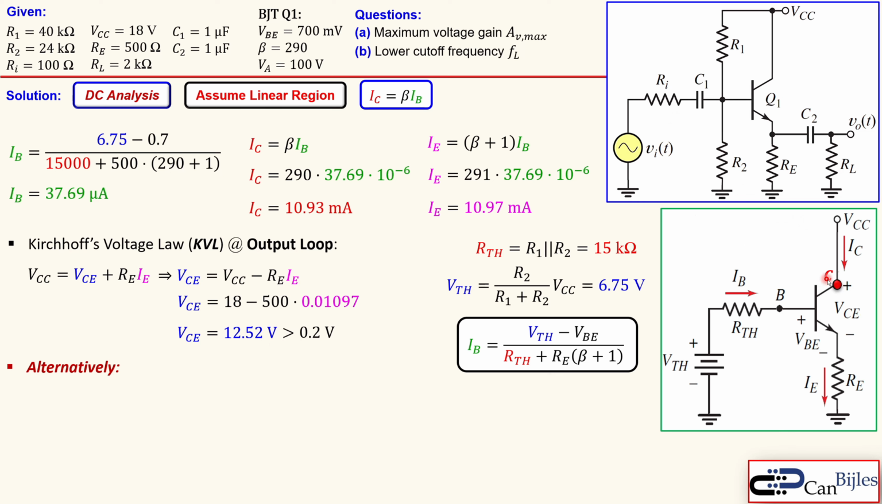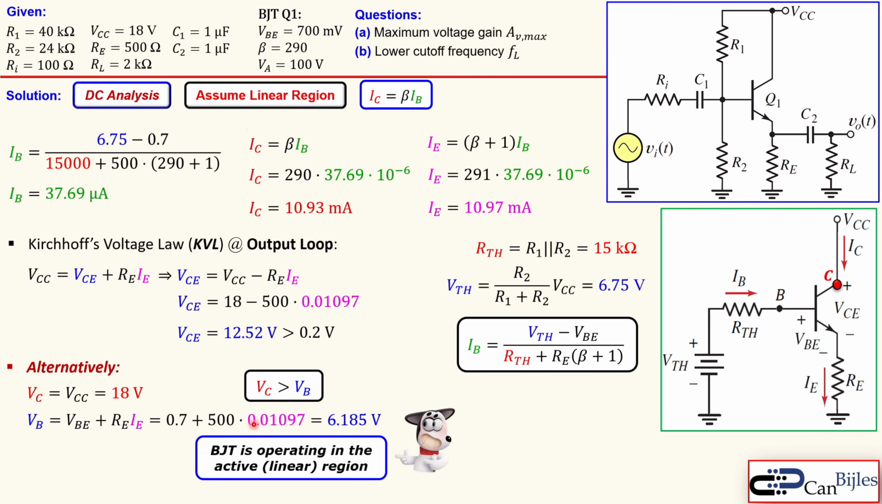You can say, let's look at the voltage at node C and also at node B, because the node voltage C must be larger than node voltage B in order to say that this is working in a linear region. The collector voltage is just VCC, so you can see that this is directly 18 volts, so that is simple. How about VB? Now VB is the VBE plus the voltage across the RE. That's shown here, just again Kirchhoff's voltage law, and that will result in 6.185 volts, which is, as you see, VC is larger than VB, so we can say the BJT is indeed operating in the linear region or active region, so our assumption was correct.